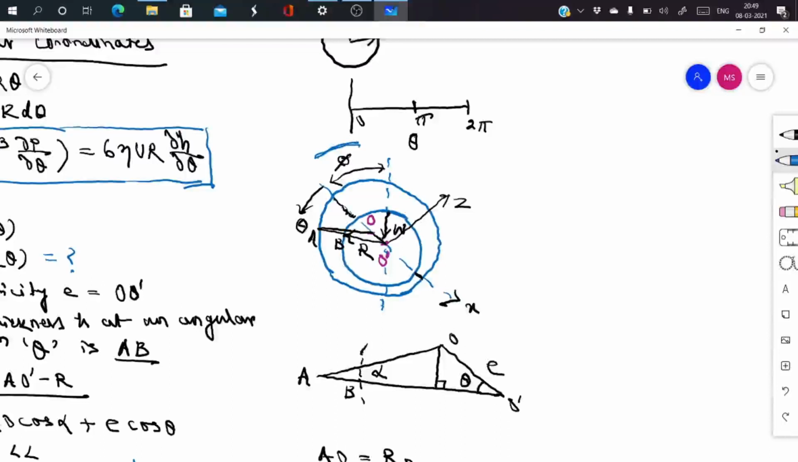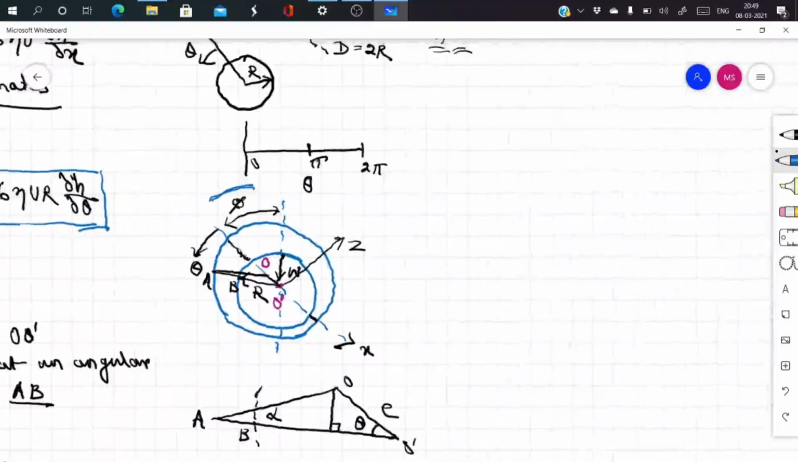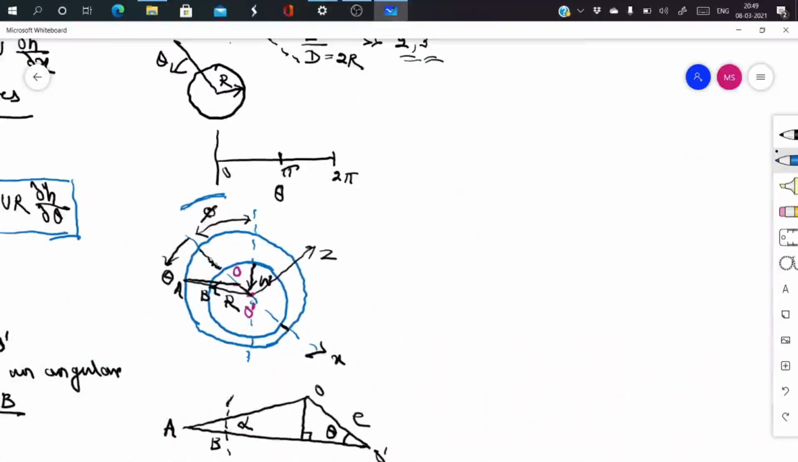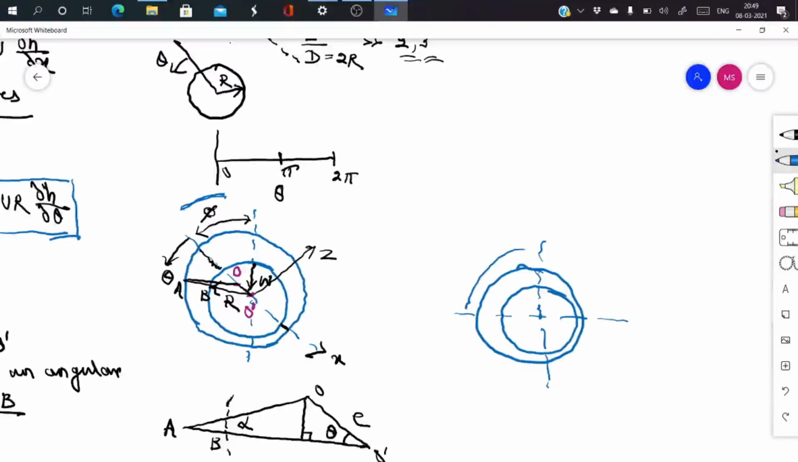That means, if you draw that, this is the bearing, and phi equal to pi by 2 means this is the journal center. That means now the angle phi equal to pi by 2.